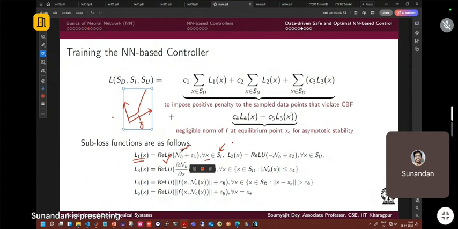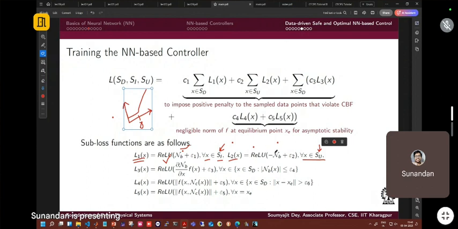This is basically replicating CBF, remember that. So when going outside the safety region, in this initial region, it is basically imposing some penalty. And same thing for L2. What is L2 doing here? L2 is taking care of this part where I am not safe. This is basically sampling the unsafe region.